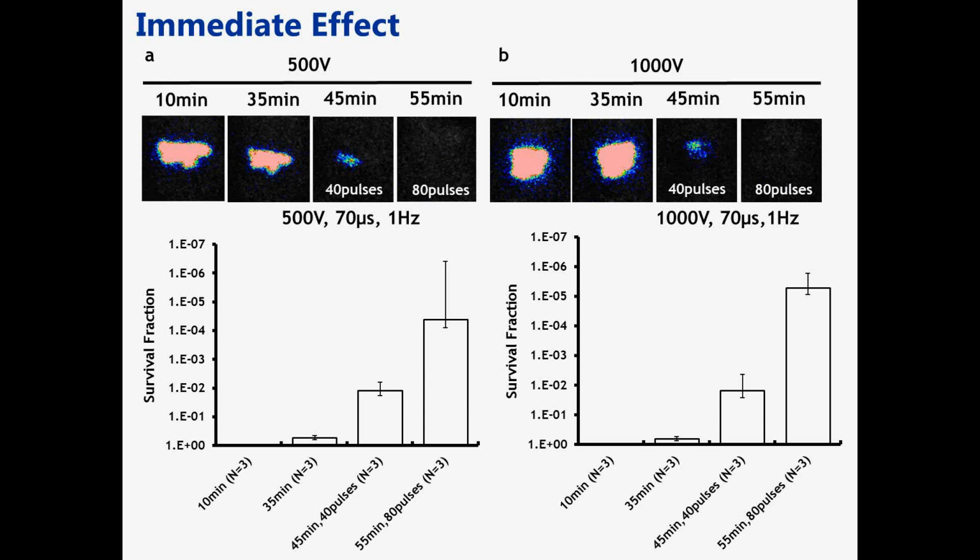1000 volts caused a more significant reduction immediately after the treatment, which can be appreciated here from the 45-minute and 55-minute images. So the 40 pulses reduced the luminescent bacterial load by log 2, and the 80 pulses reduced it by almost log 5. So we can see the immediate effects of the pulse electric fields on Acinetobacter baumannii are drastic, and we reduce a lot of the bacteria immediately.